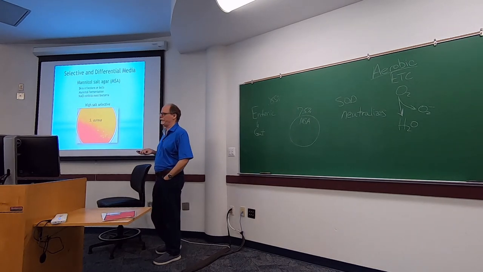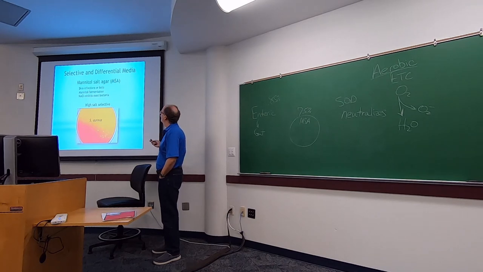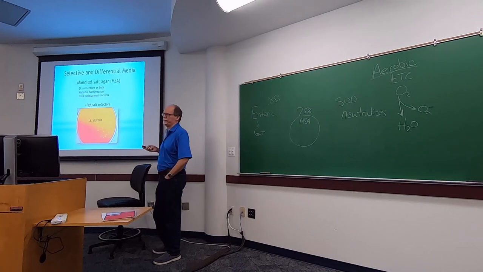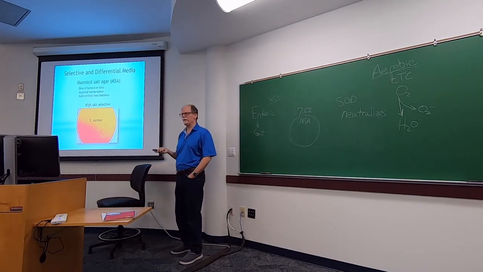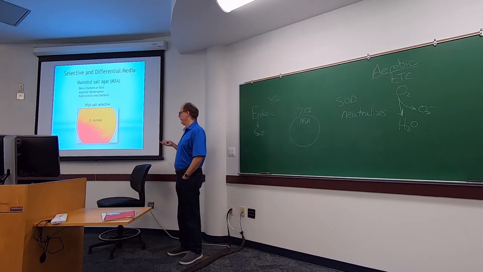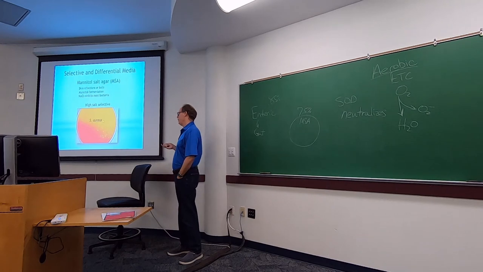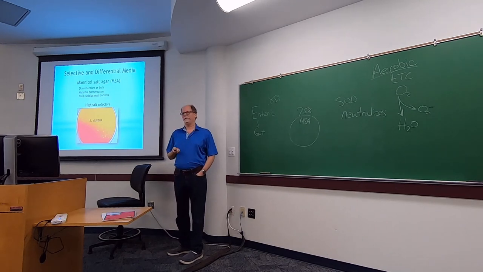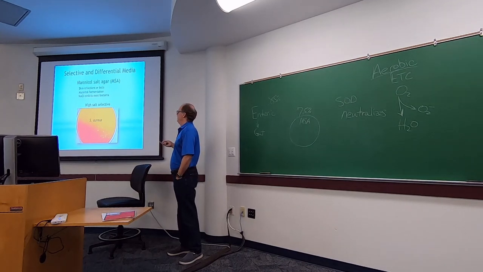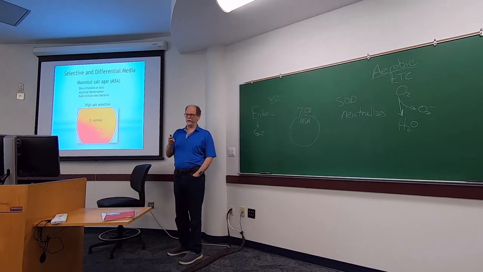So here's a picture of mannitol salt agar, right? It's used to determine what type of skin infection you have, mostly. If you get a wound infection on somebody's body, then the micro lab would always use an MSA plate. If it turns yellow, then the boil or the infection is caused by Staph aureus. That's what you would infer. You would consider this differential based on the fact of mannitol fermentation, whether it's fermented or not.